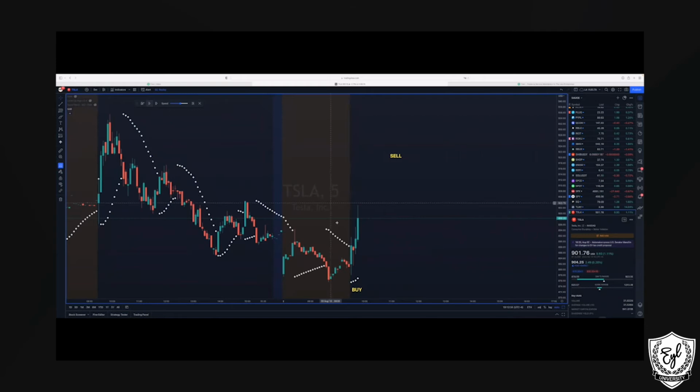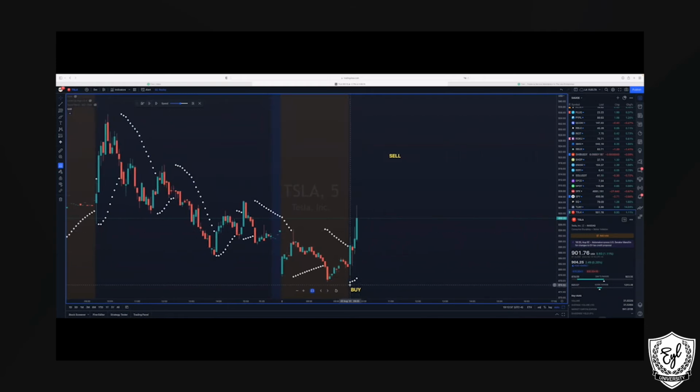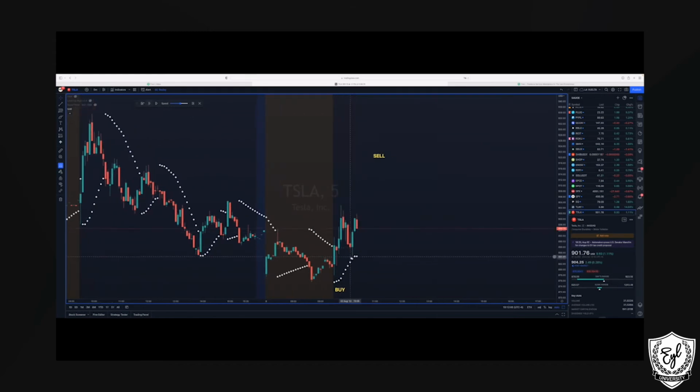I'm still in the trade. And again, the price is in direct correlation with the dots from the parabolic SAR. What do we see? We come down. Isn't it crazy? We come right down almost to the parabolic SAR, A, B, C, and then D. So that C right here is the re-entry.